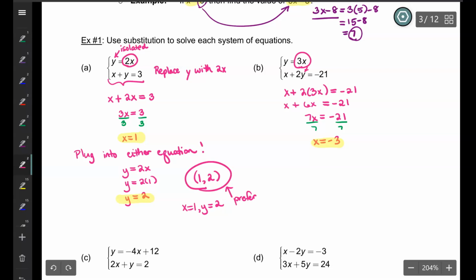Now I'm going to plug it back into either equation. Of course, plugging it into the y equals 3x is easier. So we have 3 times negative 3 gives us y equals negative 9. And now let's put it together. Put (-3, -9).